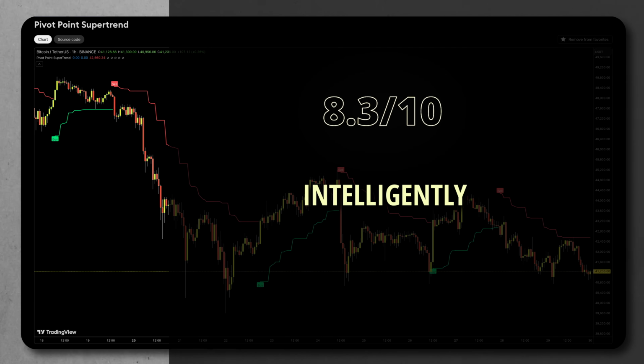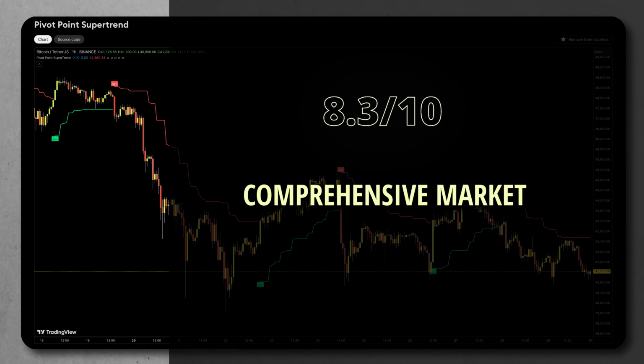The indicator intelligently combines two proven technical analysis concepts, creating a more sophisticated trend identification system. While the pivot point integration adds complexity, it addresses common supertrend weaknesses and provides multiple analytical layers for comprehensive market assessment.